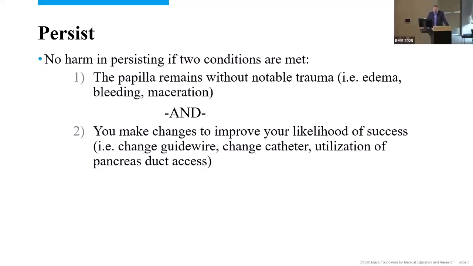And the other thing is that you're going to make some appreciable change to your approach. Are you going to change your guide wire? Are you going to change to a cannula or a tapered tip sphincterotome? Or are you going to utilize, or maybe intentionally gain, pancreatic duct access? All of these things really should be considered. But what I would say is there's no approach to just continuing to beat your head against the wall and do the exact same thing over and over and over.